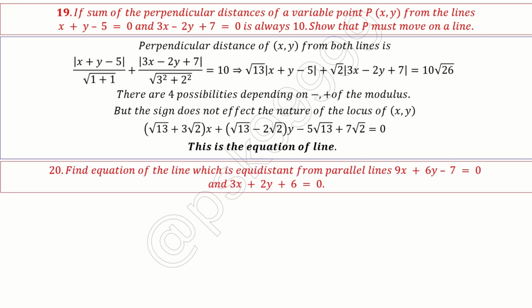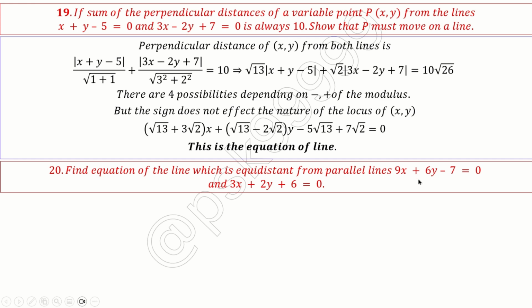Next. Find the equation of a line which is equidistant from parallel lines. So this is very simple. If two parallel lines are there, and another line is equidistant from them, then it has to be in the center, middle of those two. That means its constant term will be the average of those two constant terms. That's it, simple. Only thing is you make sure that you write in the same coefficient form.